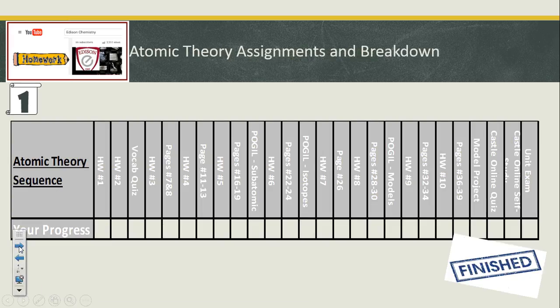So take a gander. There's more assignments this unit. We are not in boot camp anymore. You understand how to do your homework lectures ahead of time to get full credit. You understand how to do Google Forms. You understand how to do a POGIL and what I'm expecting in laboratory activities. You understand how to do Castle online quizzes and self-studies. The only thing that I've added here is a model project.